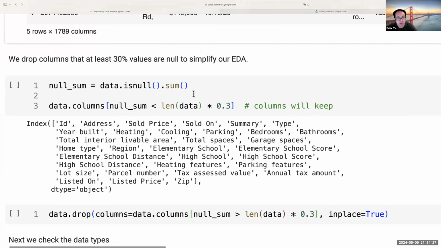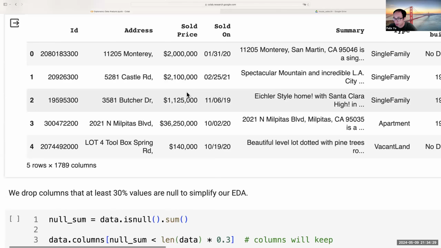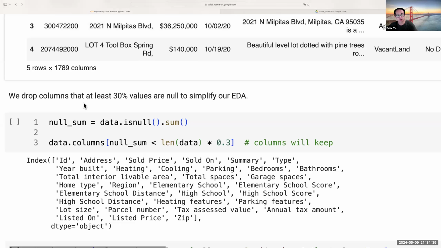So this kind of gives you some idea. Although we have so many features, we are not using all of that. In fact, we are only going to use very limited features. So for example, we're going to drop the columns that have at least 30% of values null to simplify this EDA.